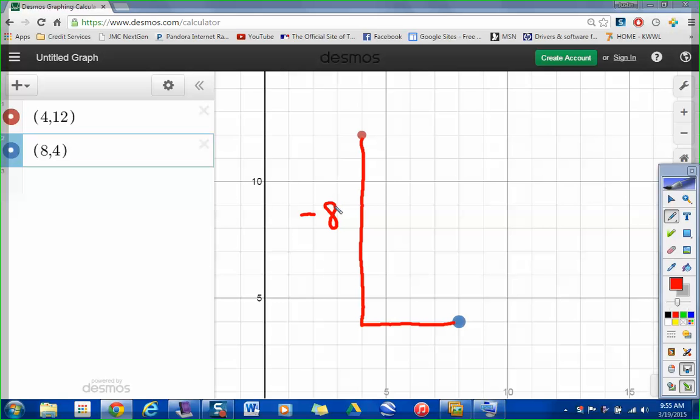-8, and this is 4. So what's the slope between these 2 points again, guys? My rise over my run was -8 over 4. -8 over 4, right? Okay, are we good there?